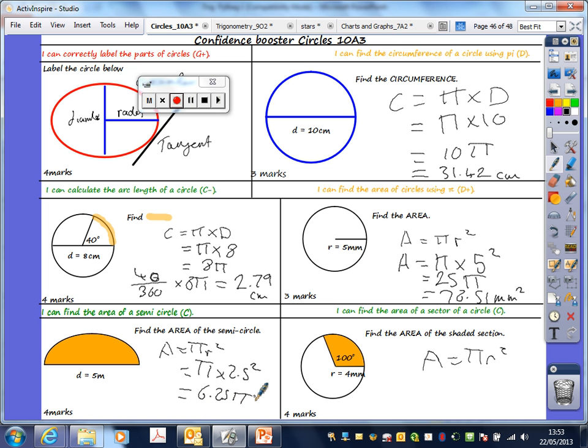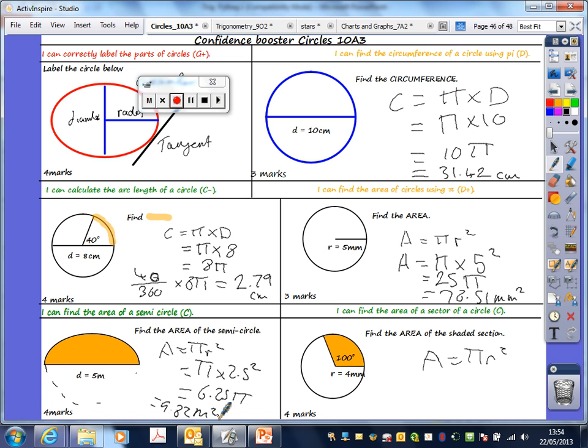Okay, that gives the area of the whole circle. We only want half of it, so we halve that. So it's 6.25 pi divided by 2, which gives us 9.82, and that's in metres squared, okay? So if you made a mistake, don't worry about it too much.